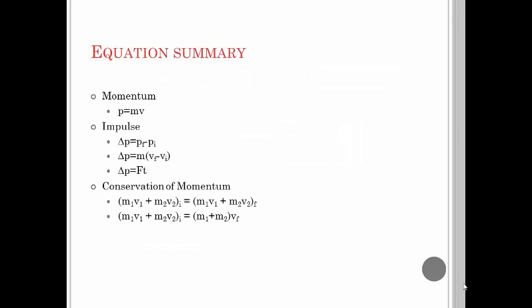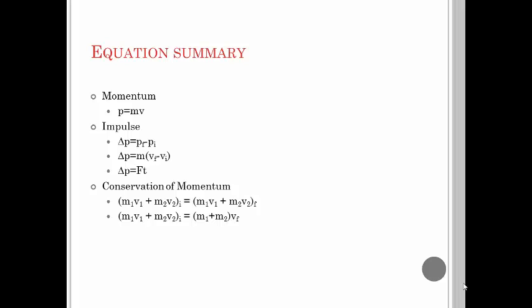Okay, here's a summary of all of the equations that we've dealt with so far. If all I want to do is find momentum, it's as simple as taking mass times velocity. An impulse, however, is an object's change in momentum, and we can represent that several different ways. A change in momentum simply means the final momentum subtracted from the initial momentum. If we're changing the momentum of an object, though, what we're really changing is the velocity of the object. So we can factor out mass and just multiply it by our change in velocity.